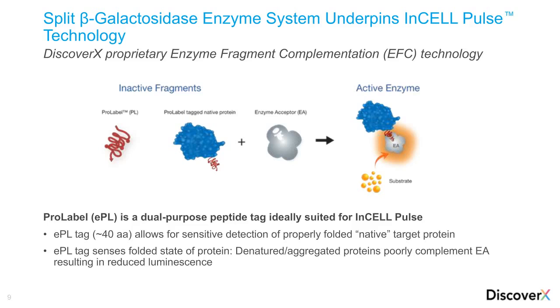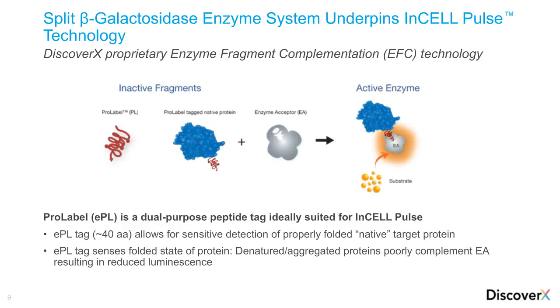This enzyme has been broken up into two fragments, a very small enzyme donor fragment. This is that little red squiggly line called ProLabel. So think of this as your enzyme donor. And then there's a larger fragment called the enzyme acceptor. Now that's that gray structure in the middle of the slide. Together they form an active enzyme, but when they're apart, they're inactive. And when they're inactive, you can take your small ProLabel and bind it to your target of interest.